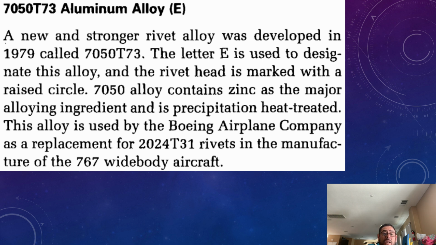7050-T73 aluminum alloy, designated as E or Echo, a new and stronger rivet alloy developed in 1979 called the 7050-T73. The letter E is used to designate this alloy, and the rivet head is marked with a raised circle. 7050 alloy contains zinc as the major alloying ingredient and is precipitation heat treated. This alloy is used by Boeing Airplane Company as a replacement for the 2024-T31 rivets in the manufacture of the 767 wide-body aircraft.